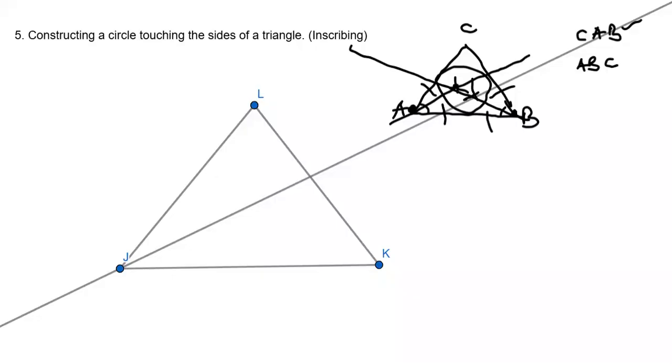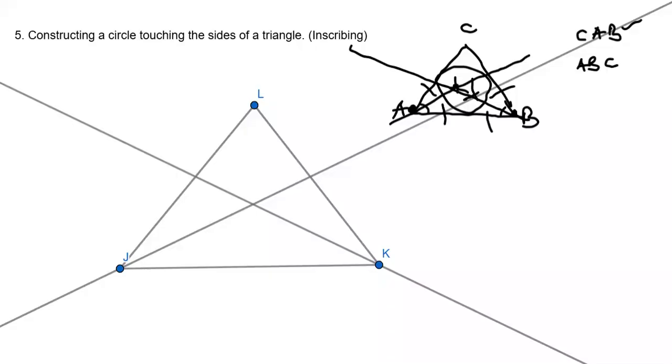Now let's bisect another angle, JKL, this angle here. So I'm going to bisect it. So 2 angles is enough to bisect. Even if you bisect the 3rd angle, they will still be meeting at the same point. You can try that in your exercise book.